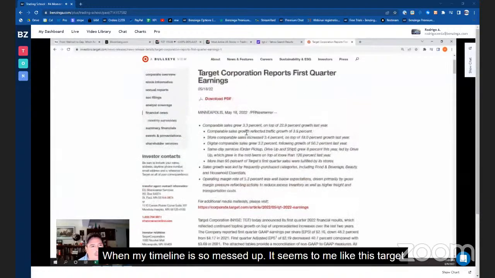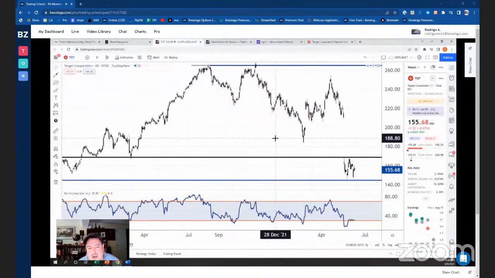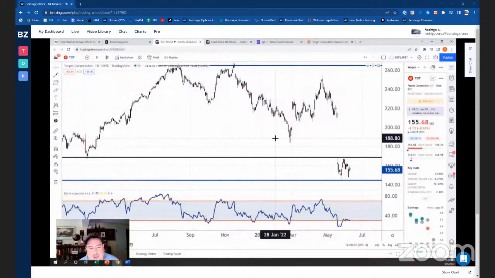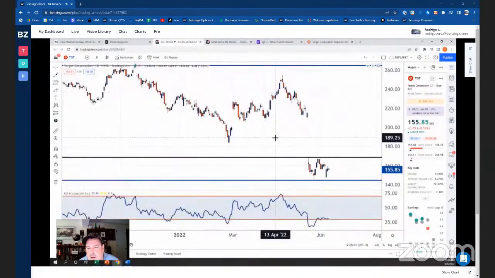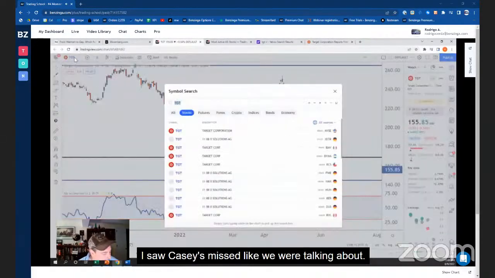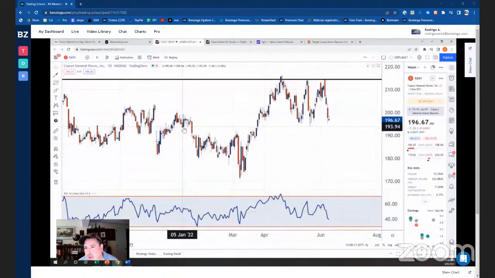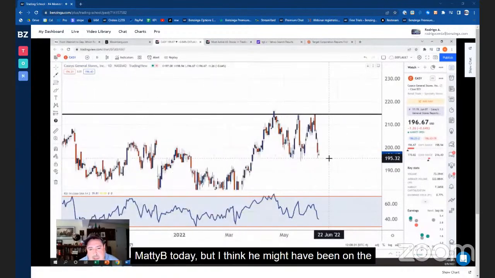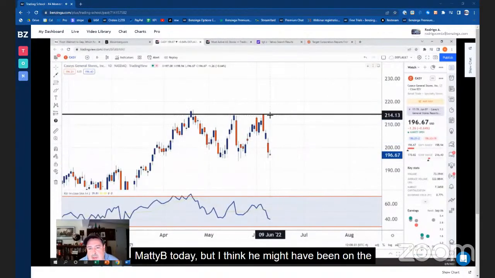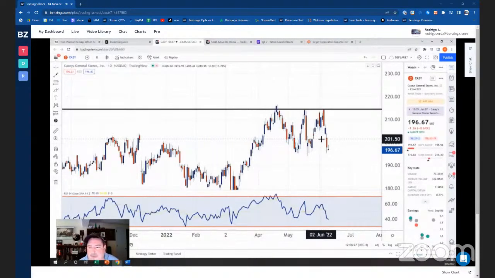Boy, my timeline is so messed up. It seems to me like this Target news came out yesterday. I must have it mixed up with something else, some other retailer that fell down. I saw Casey's missed, like we were talking about. I don't know if any of you guys were in this. I haven't seen Matty B today, but I think he might have been on the short side of this.